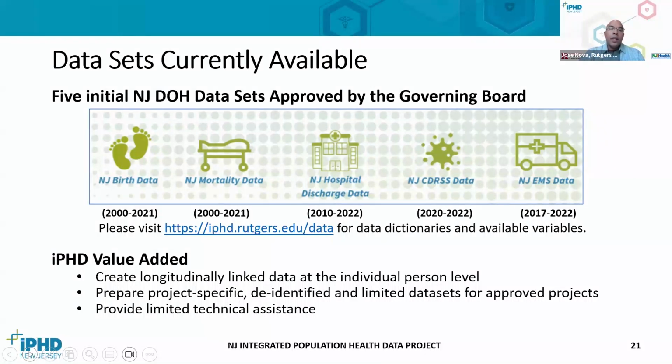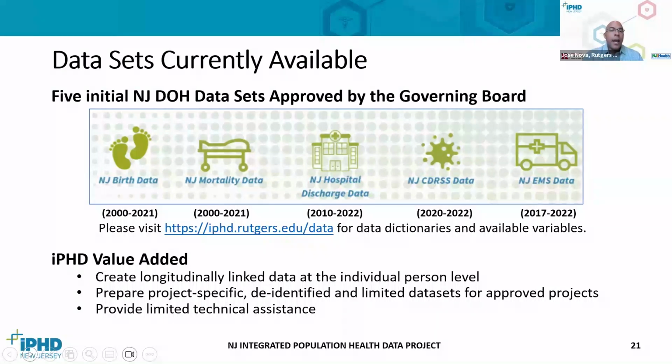The iPHD also contains EMS data, which has details on the EMS response to calls throughout New Jersey. Some of the data elements include information about the scene, such as date and times, the type of transfer that occurred, i.e. hospital or helicopter, and others. It includes relevant medical history and procedures or medications delivered by the dispatched medical response team. And data for this data set is currently available for 2017 up to 2022.